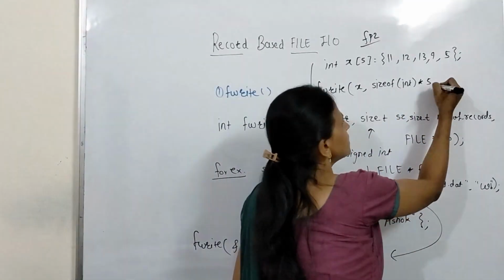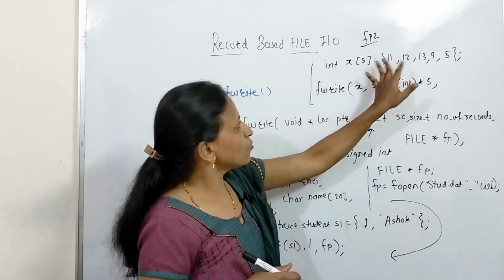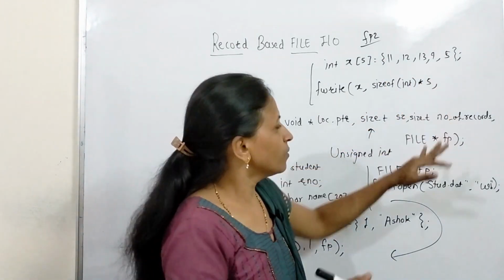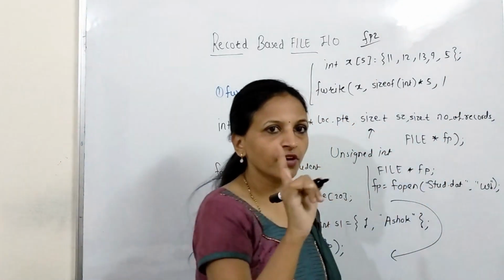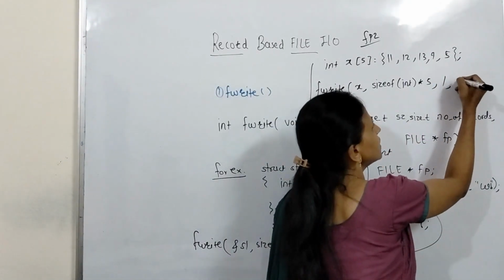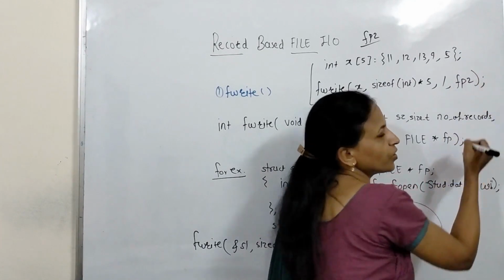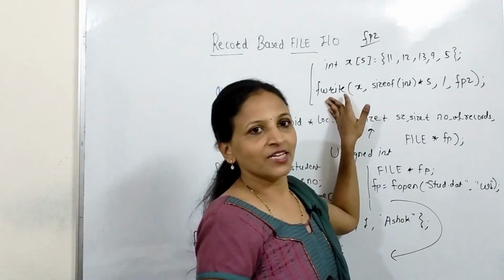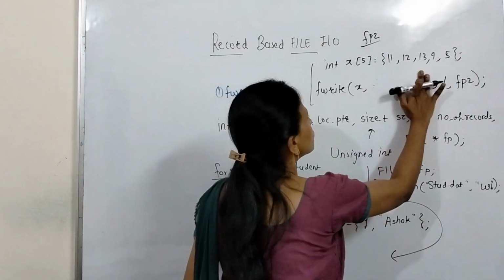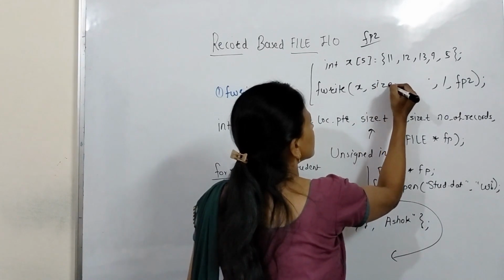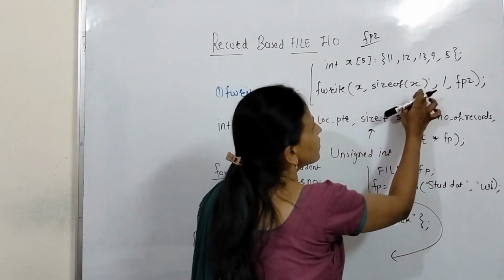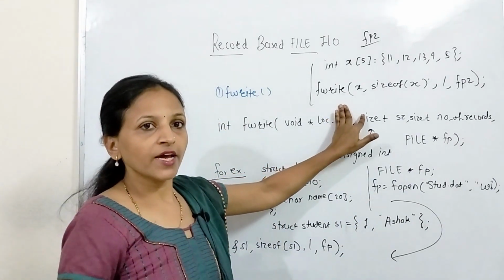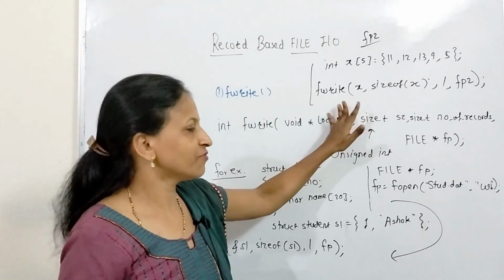Getting? Now the next argument we have to pass is how many records you are storing here. The number of elements is one array, only one array we are storing. And next we have to pass fp2, the file pointer. In this way we can write the whole array to the file with the help of this fwrite function. We can also write sizeof x, which will give you the size of the whole array. Getting? In this way we can write the whole array to the file with the help of the fwrite function.